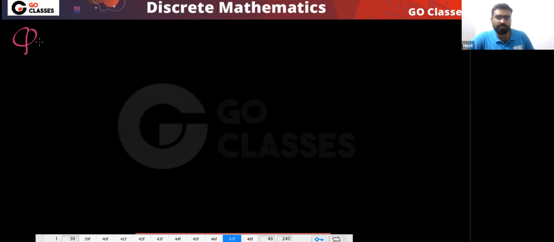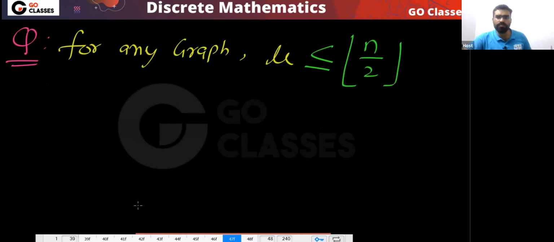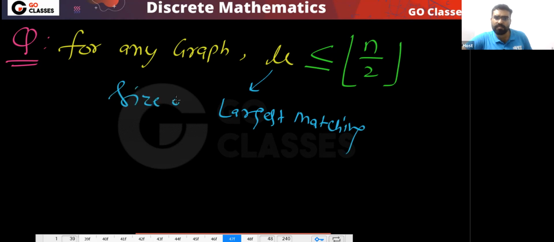Now the second question. Tell me, can I say for any graph, it does not matter which graph, that the matching number, meaning the largest matching that you can create, will be less than or equal to floor of n by 2? Is this true? This is the size of the largest matching.